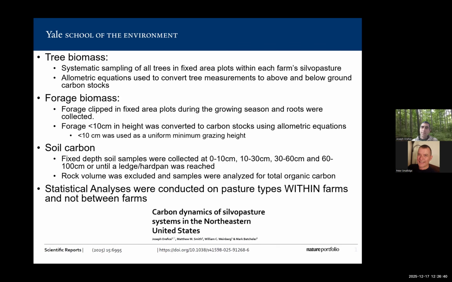Soil carbon, we used a fixed depth sampling scheme. Soil was collected at a number of different depths: 0 to 10 centimeters, 10 to 30, 30 to 60, and 60 to 100, or until a ledge or a hardpan was reached. Any of you from the northeastern United States are familiar with rocks, and probably with glacial hardpan. Those both stop the majority of rooting, especially when it's solid ledge. And unfortunately for us, those are not all at the same depth across these sites. We had silvopastures with soil depths going to 30 centimeters, in some plots to 60, and some plots to a full meter. And the same thing with the treeless pasture.